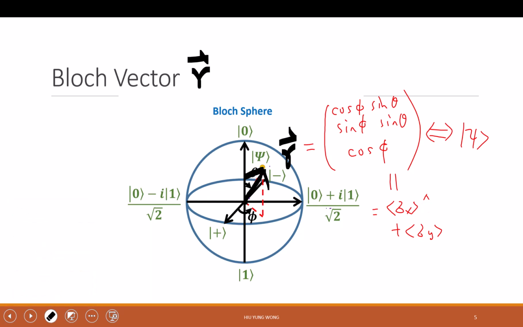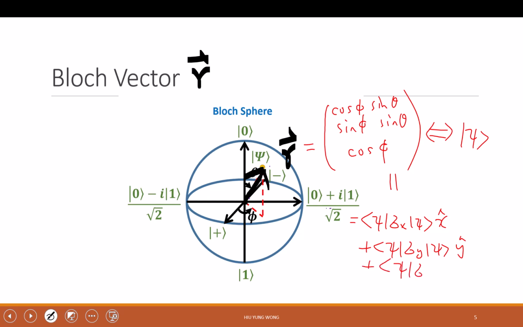Maybe let me just write down everything so you can appreciate the relationship. This also is equal to psi sigma x psi x hat plus psi sigma y psi y hat plus psi sigma z psi z hat. Do you see that? Again, it's a Bloch vector in our real 3D space. Fine, this is not difficult, right?